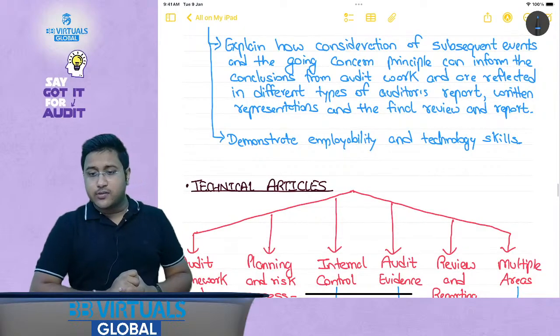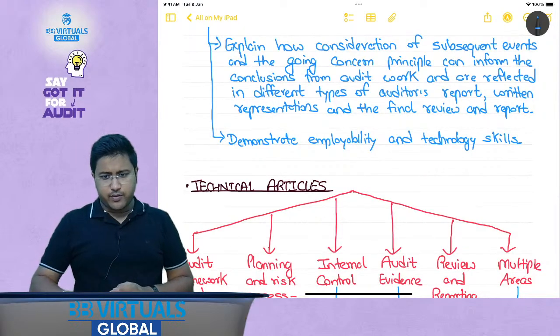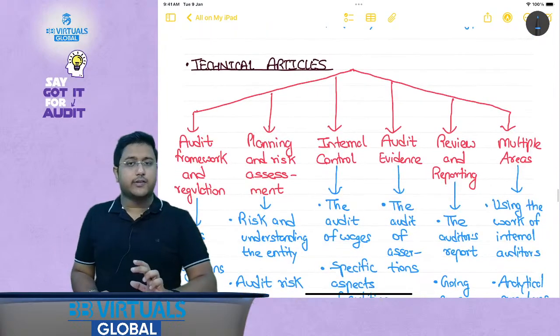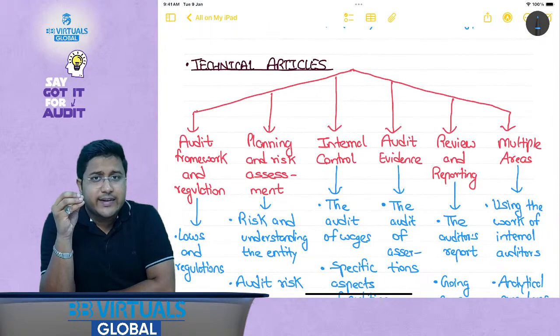Now explain how the consideration of subsequent events and going concern will affect. We have already discussed, and demonstrate employability and technology skills. This is something that we have already discussed. Now let's talk about the technical articles.